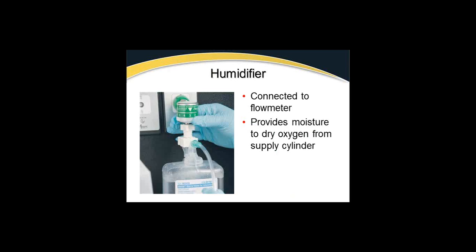A humidifier. Humidifiers cannot be used with the portable system, but they can be used with the flow meter on the in-house truck or in-truck tank. And it provides a moisture source to the dry oxygen from the supply cylinder. People will complain that oxygen is very drying to their mucous membranes, so humidifying it is a way to avoid that.